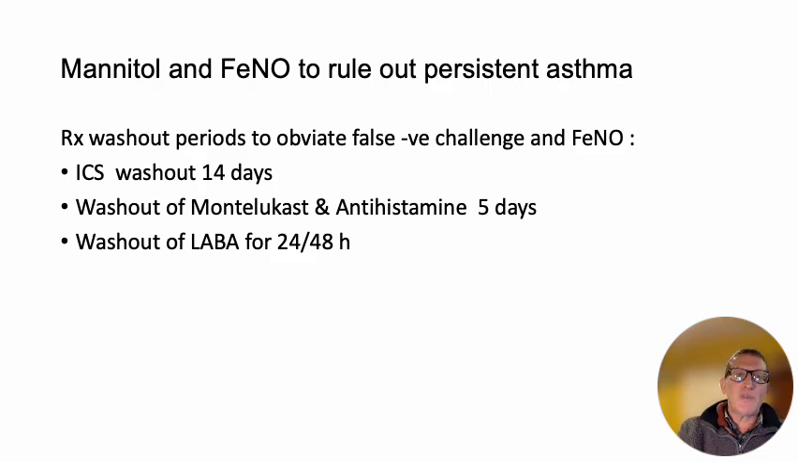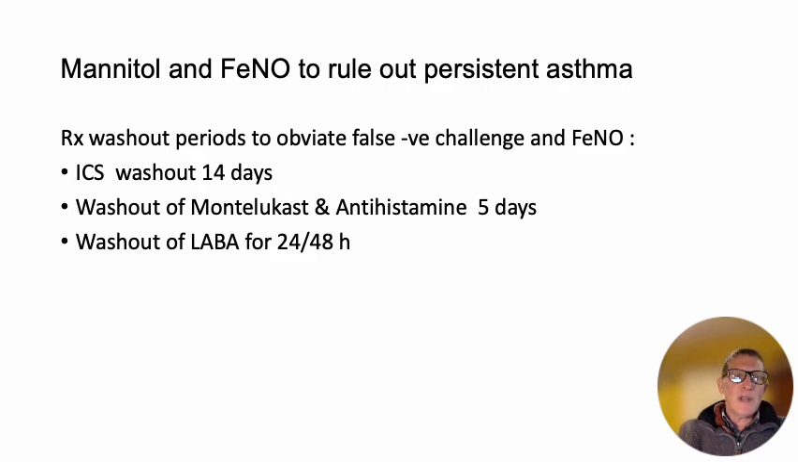If you're going to use mannitol and FeNO to rule out persistent asthma, which is commonly what we do in the clinic, so a patient's referred and they're not getting better on treatment, is it asthma or is it something else? It is important to use a treatment washout period to obviate the possibility of a false negative challenge and a falsely low FeNO. And ideally you want both together. So we employ an ICS washout period, a minimum of 14 days if it's beclomethasone, budesonide or fluticasone propionate. But if it's fluticasone furoate, i.e. Relvar, then you really need a 4-week washout period to ensure the drug is washed out properly to avoid a false negative challenge. So that's something to bear in mind.